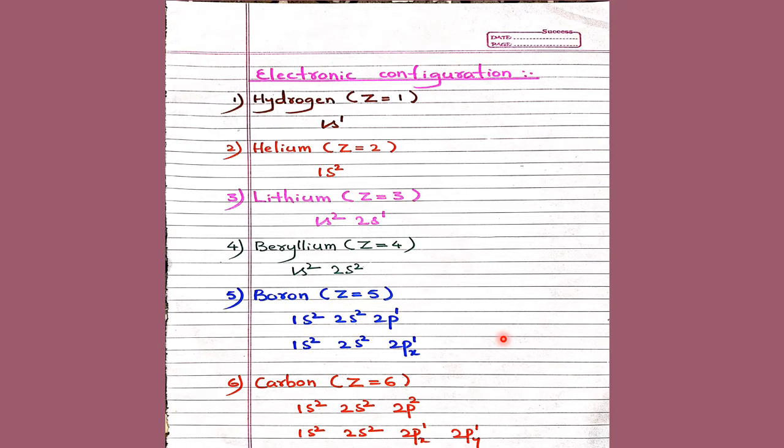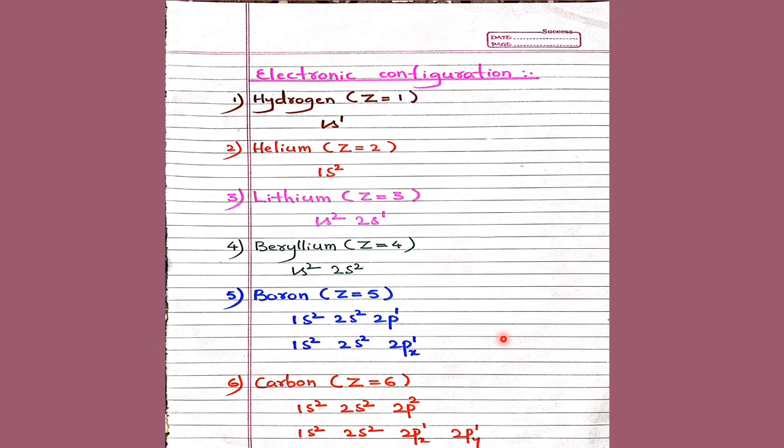Yesterday, we covered the three important rules, theories, or principles for writing the electronic configuration. Those three rules were: rule number one, the Aufbau principle; number two, Pauli's exclusion principle; and third, Hund's rule of maximum multiplicity.